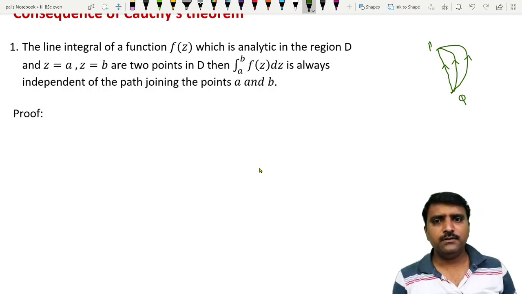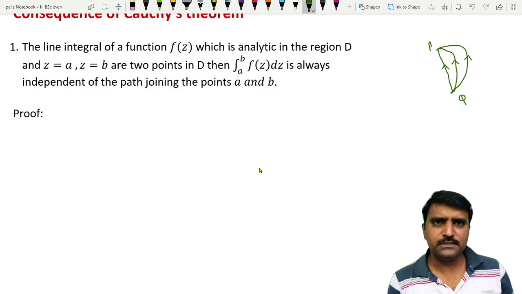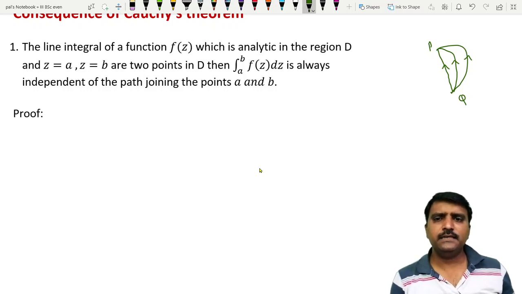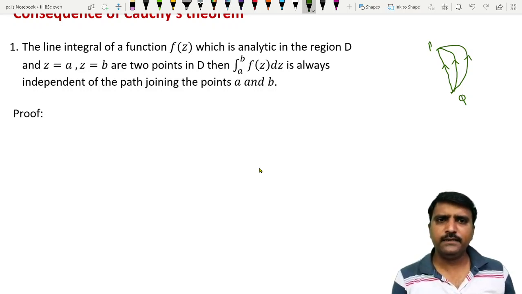But in some situations like this, that is when f of z is analytic in D, then the integration of f of z from p to q does not depend on the path. It is independent of the path. Whichever path you take, you get the same answers. We get the same answers for different paths. So it is independent of the path only when f of z is analytic in D.